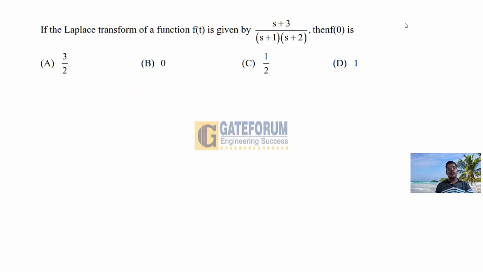The question is: if the Laplace transform of a function f of t is given by (s plus 3) divided by (s plus 1) into (s plus 2), then f of 0 is, 4 options A, B, C, D given. This question is from engineering mathematics, from the topic Laplace transform. The solution is either by using the initial and final value theorem or with the help of the Laplace transform, then put t is equal to 0.